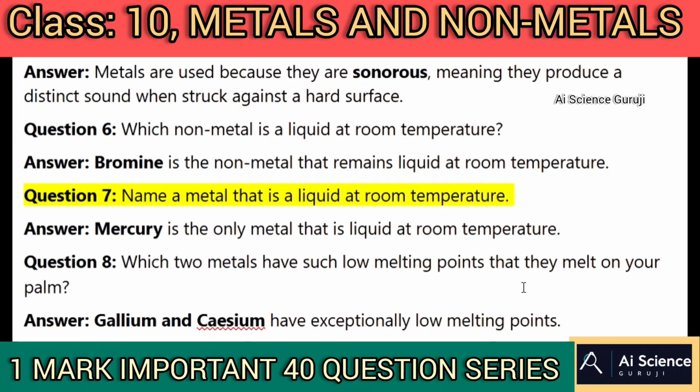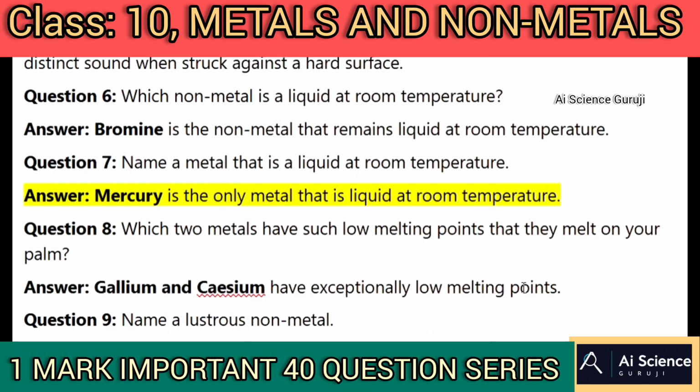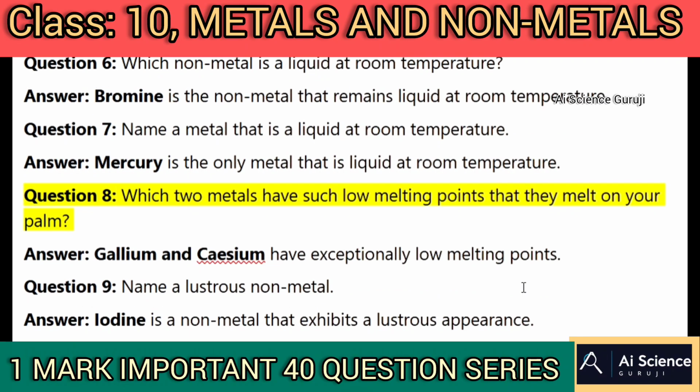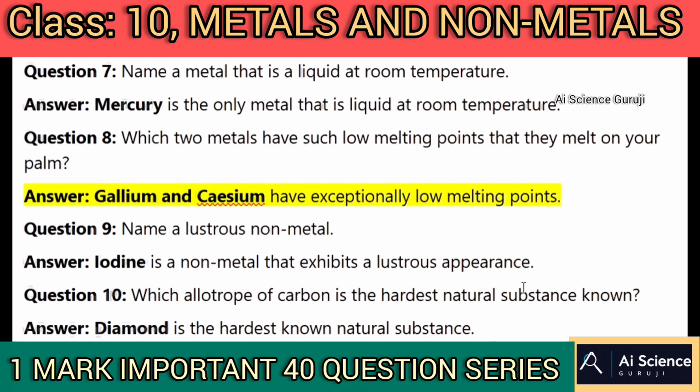Question 7. Name a metal that is a liquid at room temperature. Answer. Mercury is the only metal that is liquid at room temperature. Question 8. Which 2 metals have such low melting points that they melt on your palm? Answer. Gallium and cesium have exceptionally low melting points.